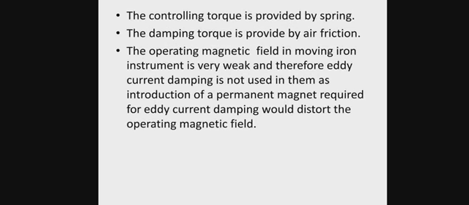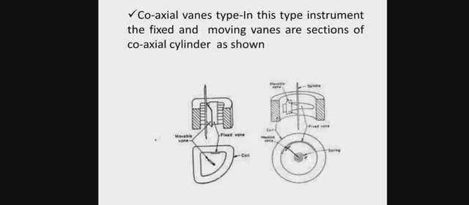When the current flows through the coil, a magnetic field is produced by it. So, both fixed iron and moving iron are magnetized with the same polarity.